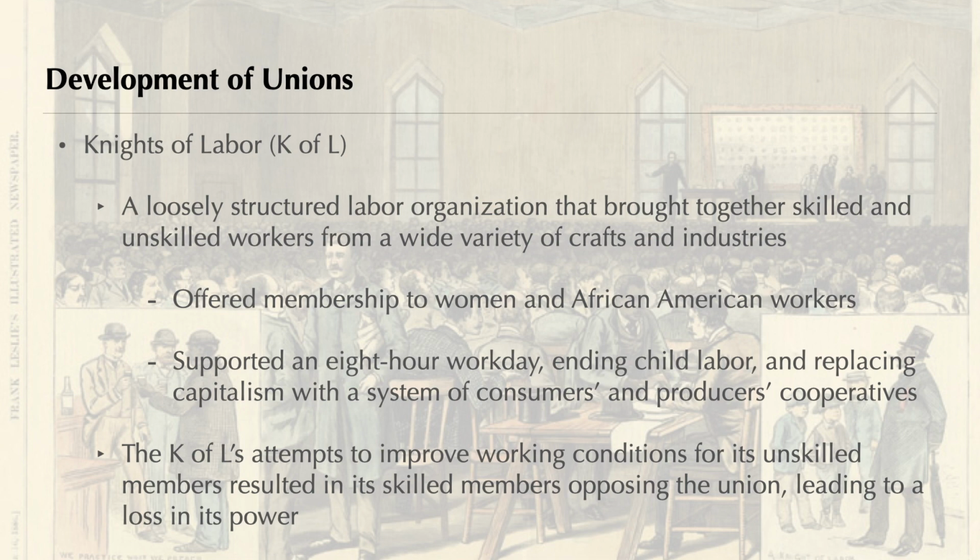The loose structure of the Knights of Labor and its support of radical political change eventually led to its downfall. In addition, when the Knights attempted to improve the working conditions of unskilled laborers, skilled members refused to support the union's actions. Without the support of skilled workers, the union began to lose power. By 1900, it was no longer a significant force.